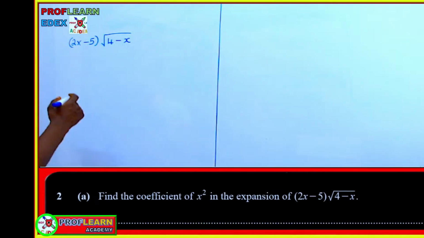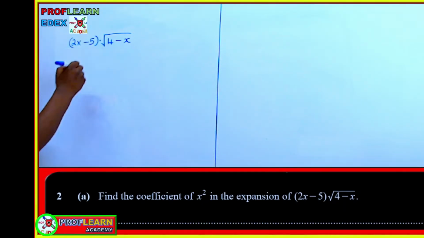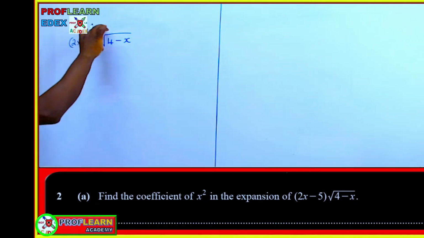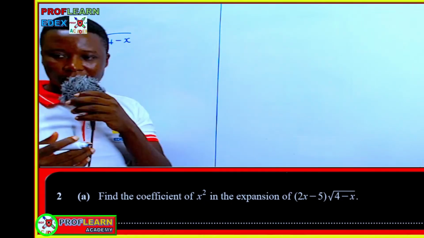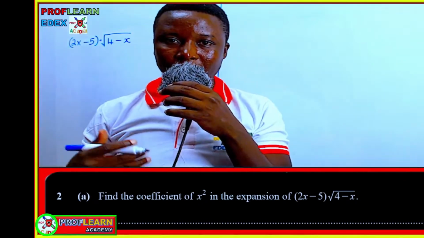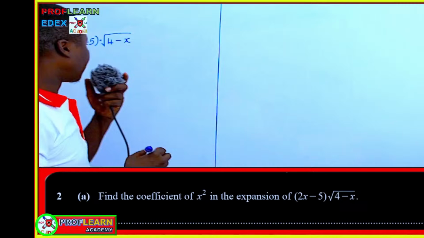Now, in order to work this out, the first thing that we need to know is what is the expansion of root 4 minus x. How can we expand it? So that's what we're going to do first. We need to expand this part. Once we have expanded the root of 4 minus x, then we're going to multiply it with 2x minus 5.